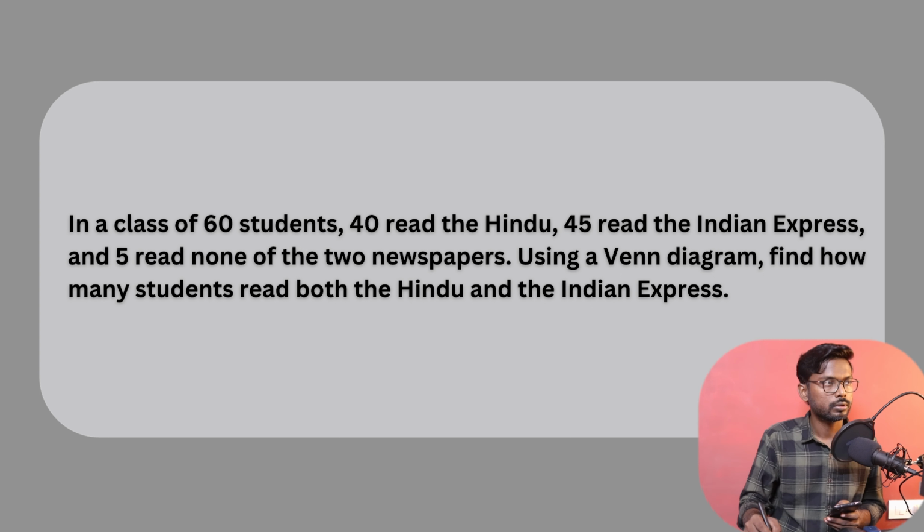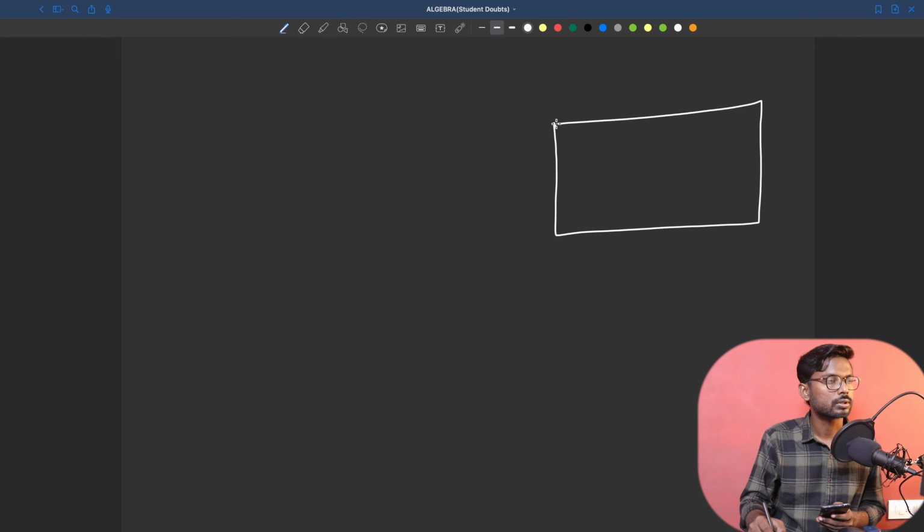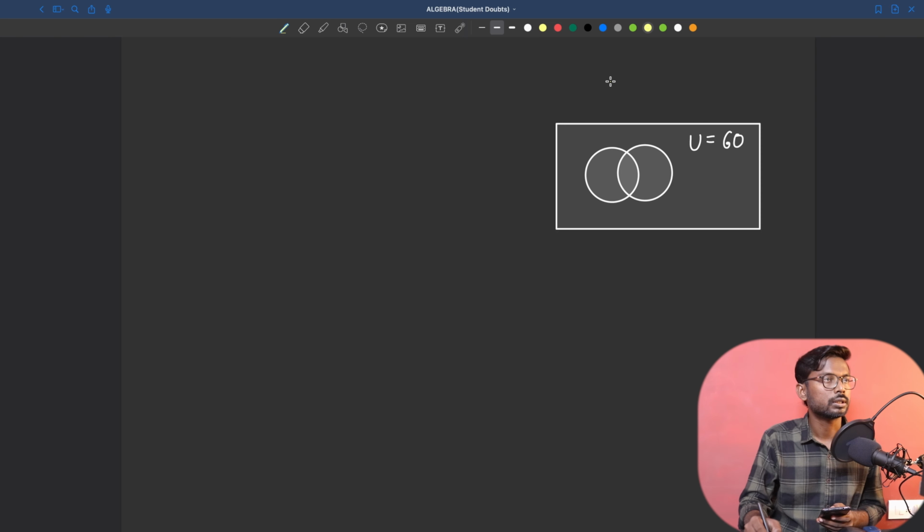Okay. So the answer for this question is, in the class there are how many students? 60 students. Okay, 60 number of students, universal set. And 40 read Hindu. So first we need to find out how many papers there are. Hindu, Indian Express. Yes, two newspapers we have. So let us suppose this is Hindu and this represents Indian Express.